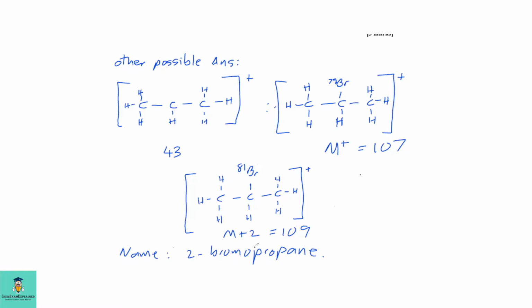So of course, this would be your 2-bromopropane if they ask for the name in this case. And this, of course, would be a secondary haloalkane.